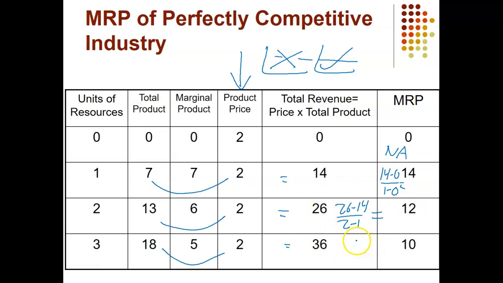Now, one thing to notice, because we're in perfect competition, my product price is my marginal revenue. So we go back, marginal product times marginal revenue does equal marginal revenue product. So 7 times 2, 14, 6 times 2, 12, 5 times 2, 10, but only because we're in perfect competition.